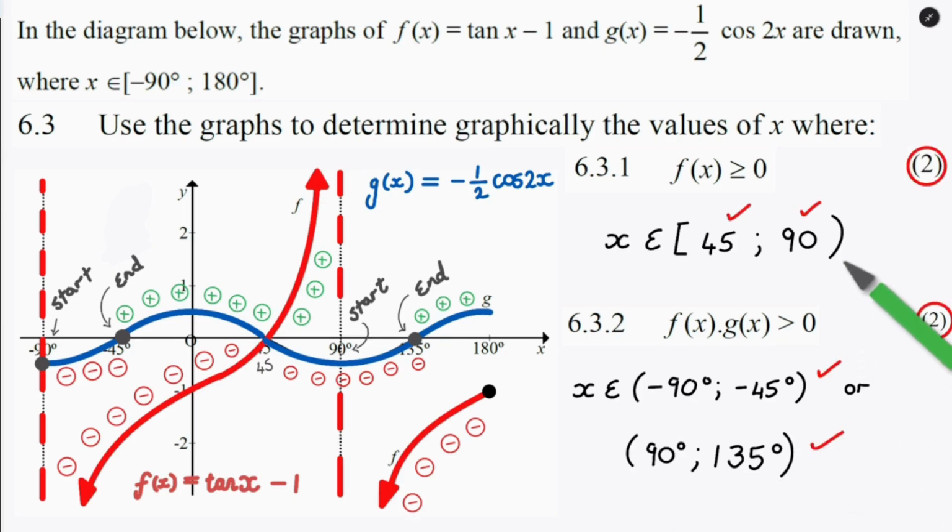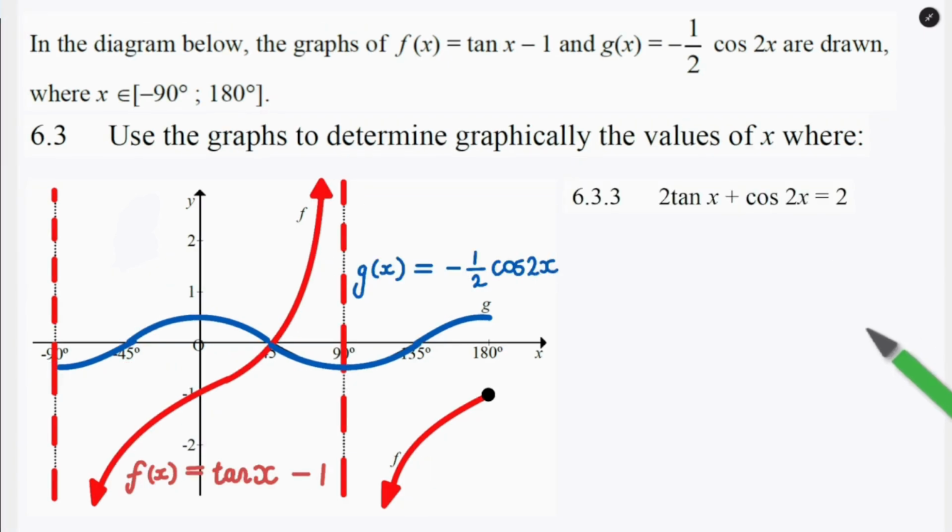And your 4 marks are awarded for the following parts of your work. In 6.3.3, we need to determine where 2 tan x plus cos 2x equals 2. Okay, that's a bit strange, like where did these come from? So they're playing a bit of smoke and mirrors with you. You've got to reorganize this so that you see the equations of the graph.